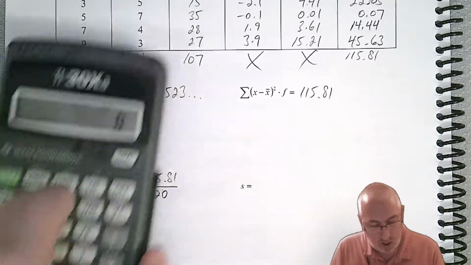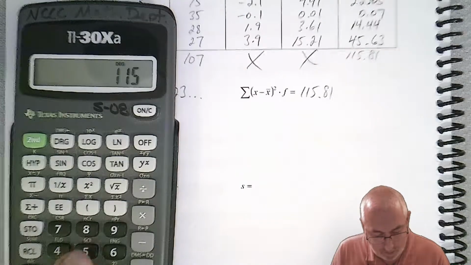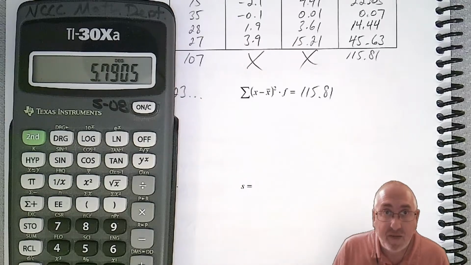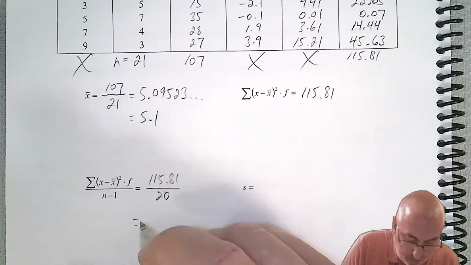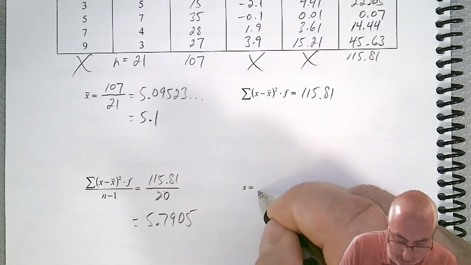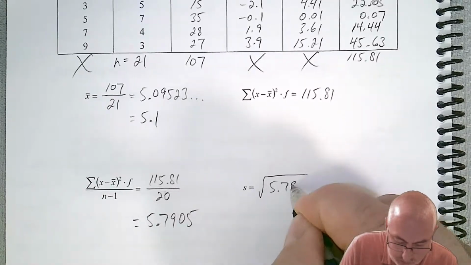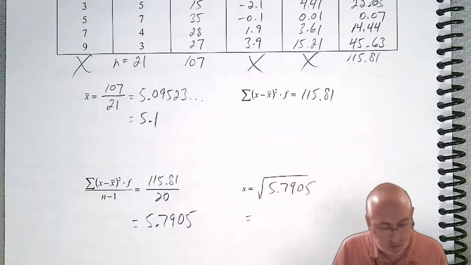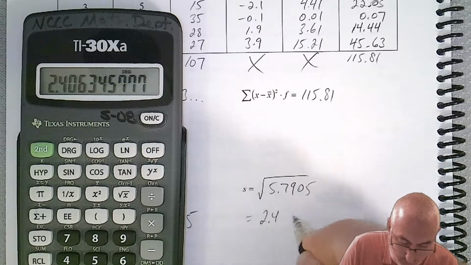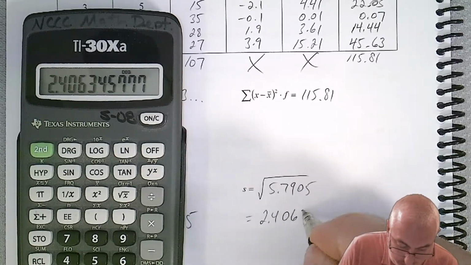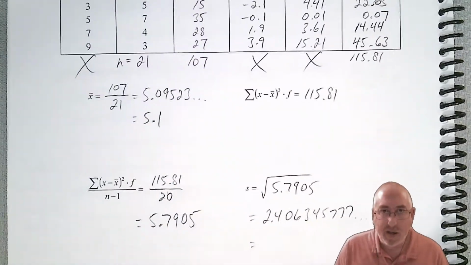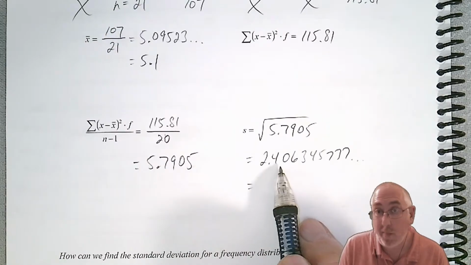So let's see. I cleared it, and I shouldn't have cleared it. And let's divide it by 20. 5.7905. And now your last step, remember, is square root. So now if we square root it, 2.4063457777.